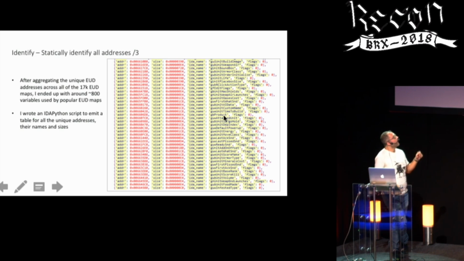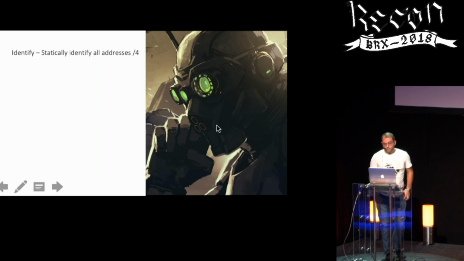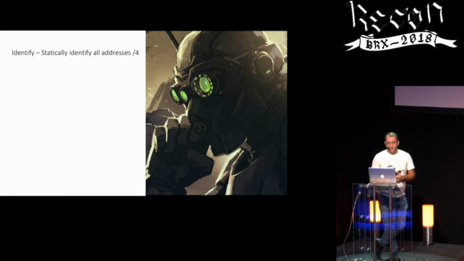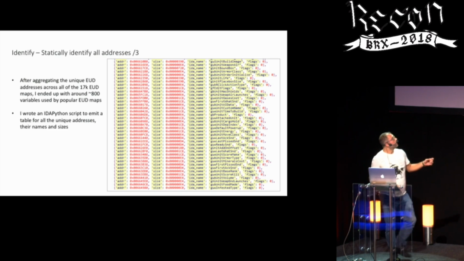So now I have really symbolic names for addresses. In my C++ emulator, once it computes the absolute address, it knows the variable's symbolic name and can do the translation. But static address discovery was not enough. The initial table contained only the addresses from the maps I scanned statically.